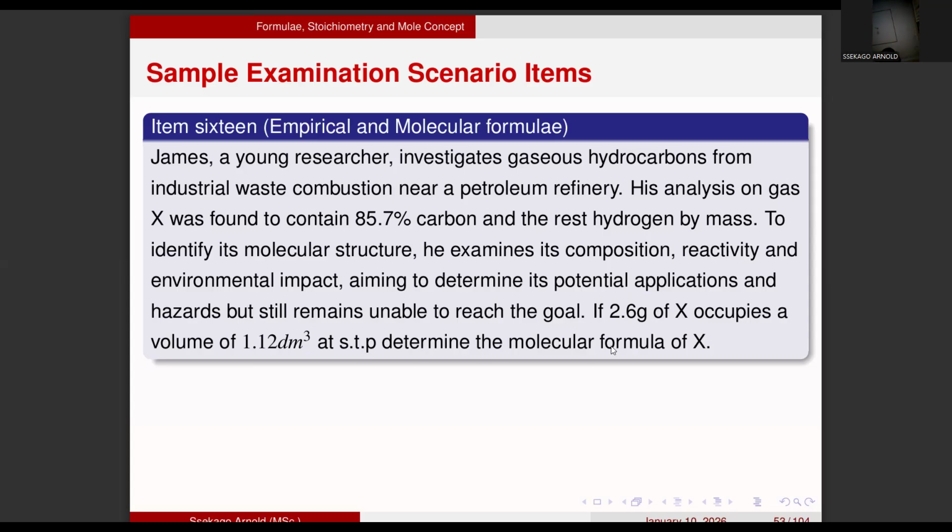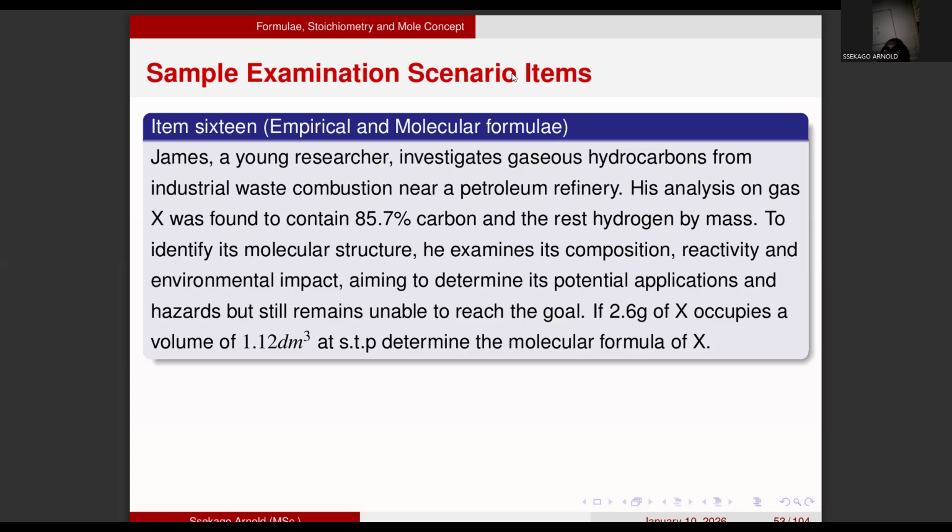Determine the molecular formula. In this case, we want the molecular formula. But remember, to find the molecular formula, you need molecular mass. So this information, 2.6 grams occupying a volume of 1.12 decimeters cubed at STP, will help us determine molecular mass, which we shall use in determining the molecular formula. Then the percentage information helps us to determine the empirical formula.